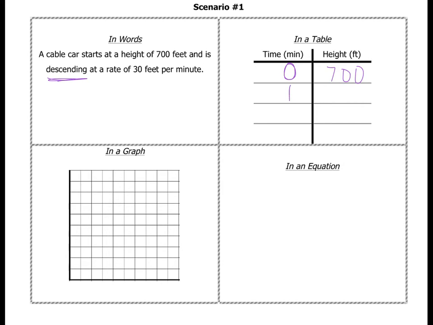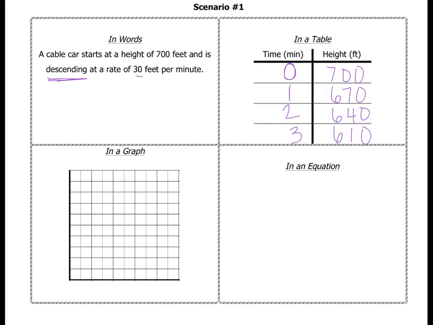At 1 minute, it goes down 30. So 700 minus 30 would be 670. At 2 minutes, going down by 30, it'd be 640. And at 3 minutes, it would be 610.